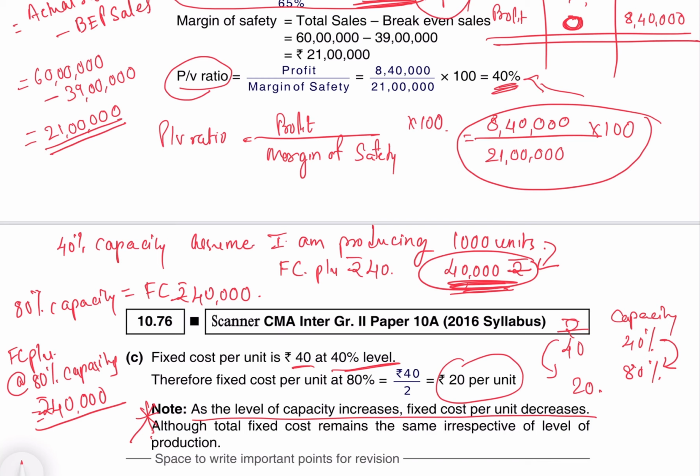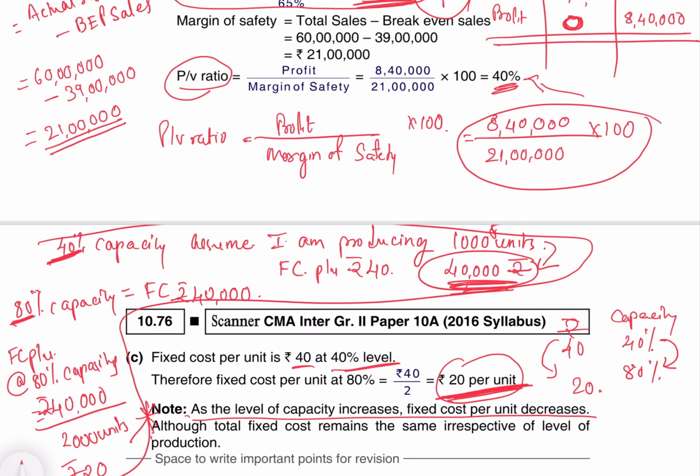I will divide 40,000 rupees by the number of units I will be producing at 80%. At 40% capacity I am producing 1000 units. At 80% capacity I will be producing 2000 units. Correct? Doubling. So 40,000 rupees fixed cost in numerator divided by 2000 units. Can I say it is giving me rupees 20, which we got here also? Okay. This is for proving the theory.